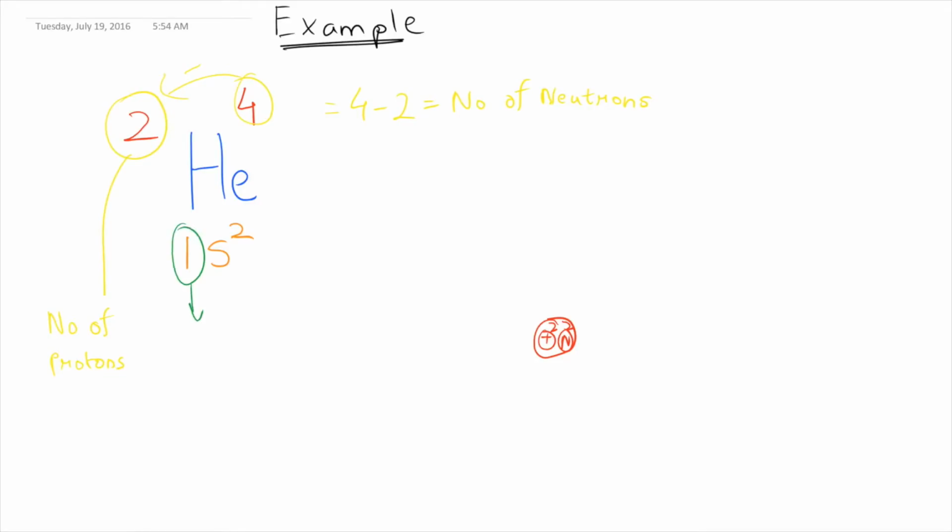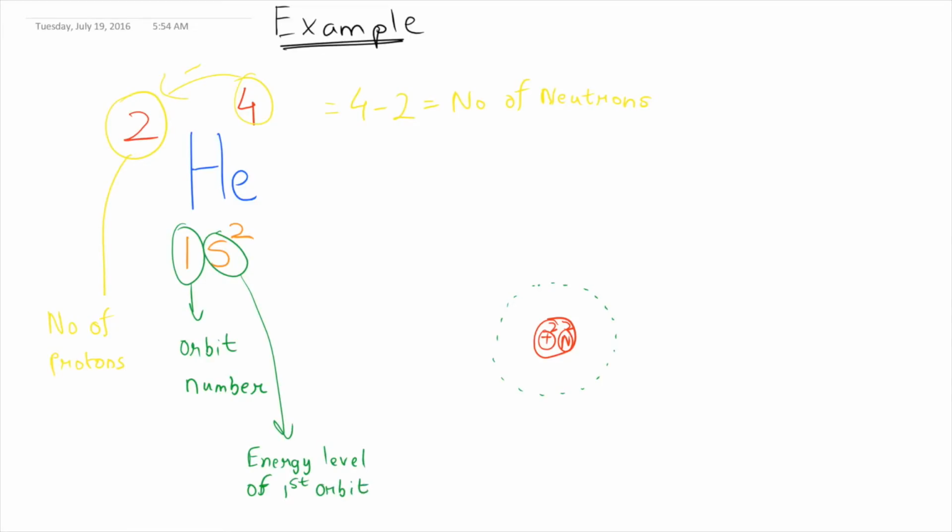Now let's consider the orbits. This is orbit number 1. So let's draw one orbit. The second is S, which is the energy level, so it has just one energy level. And the number 2 tells you the number of electrons in that energy level of that orbit. So let's draw those 2 electrons, and that's it.